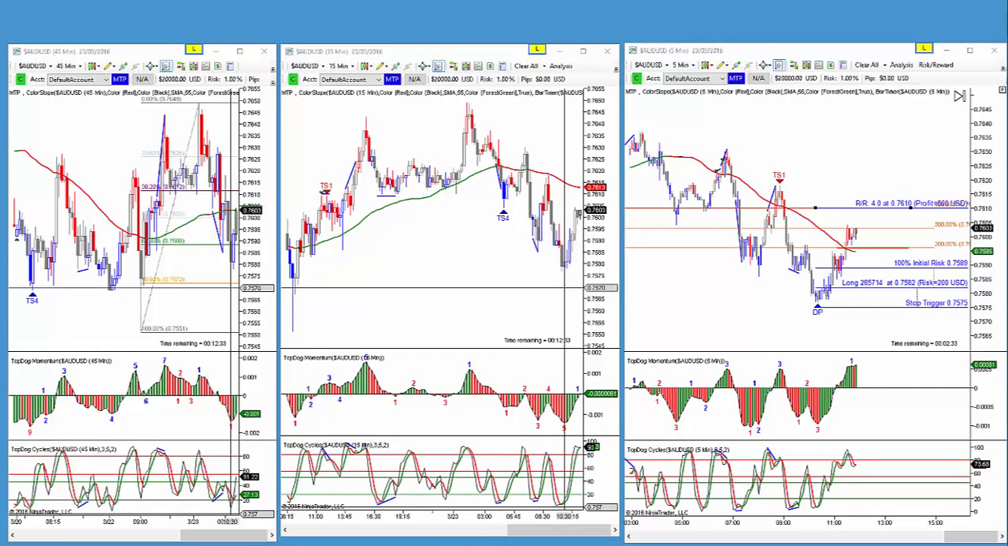As you can see, it's very close to my original target, and I'm going to take the trade off now because the indicators are turning down on the lower time frame. It's very close to my original target of 3.3. I've made 3R here, so for me it's to take the trade off.